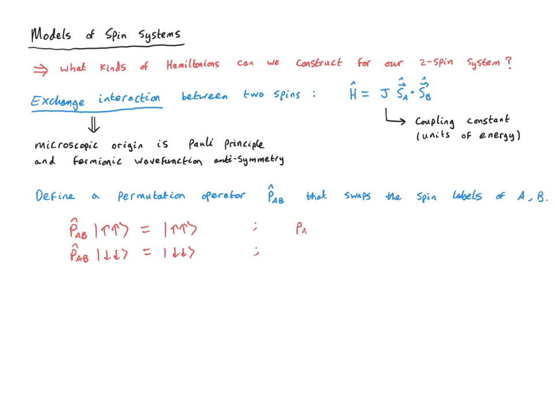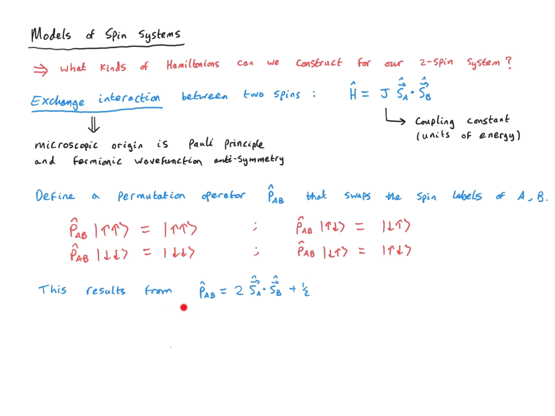However, if I act with PAB on the up-down state, this would swap over the labels and I would obtain the down-up state. Likewise, if I act with PAB on down-up, it should swap the labels and I should get the up-down state. This is what I mean by the permutation operator that swaps the spin labels of A and B written out explicitly. The question is, what is this operator PAB?